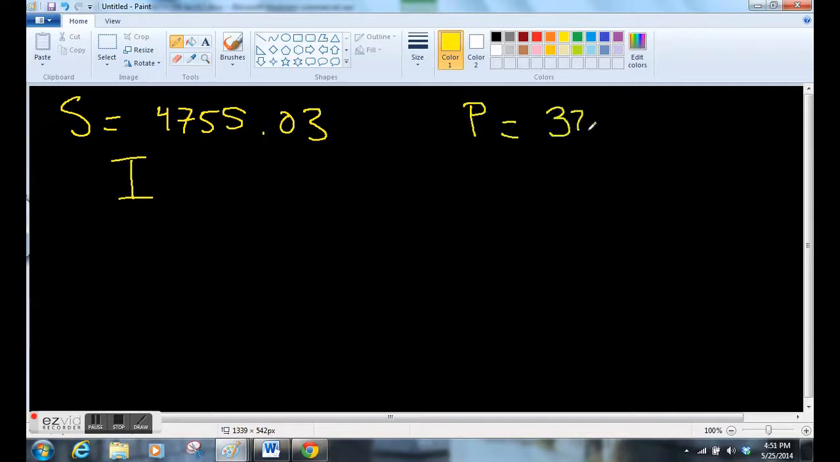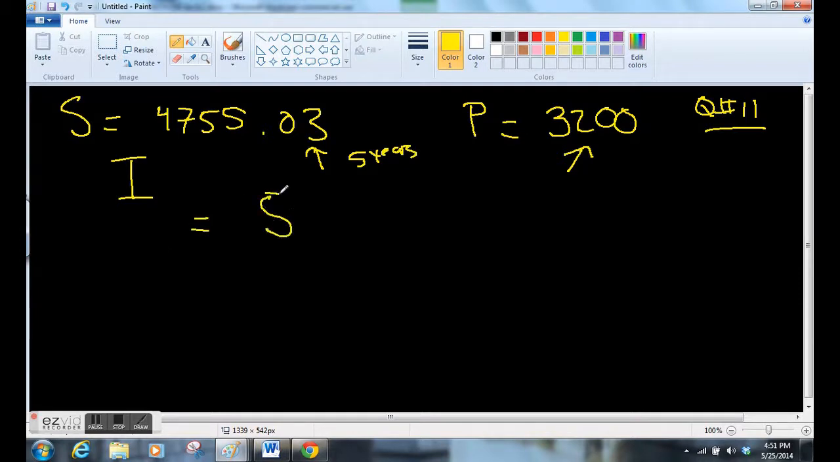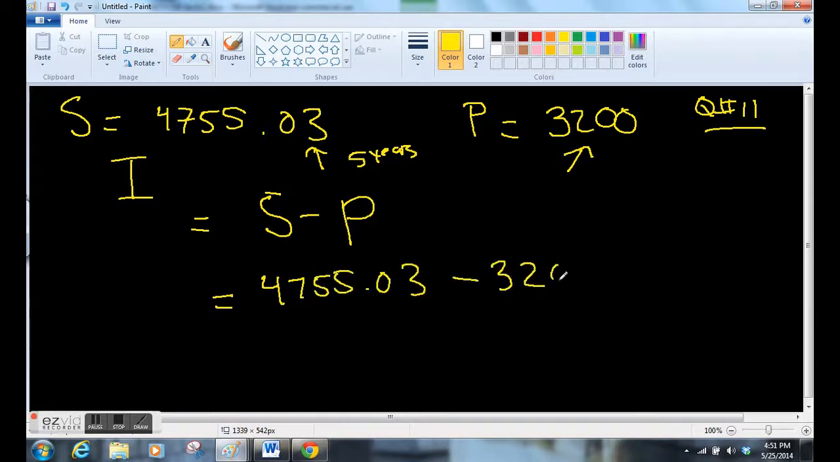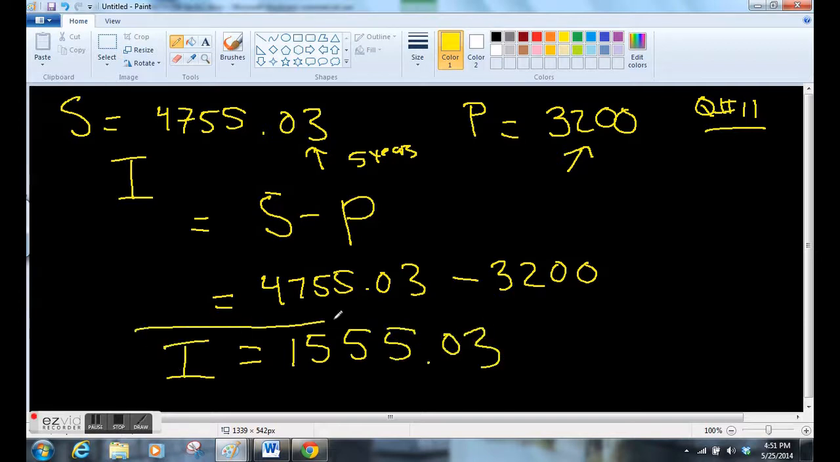This is still question number 11. So we want to know, how much interest did you make? Well, we started with $3,200, and at the end of 5 years, you had $4,700. So the interest is going to be equal to the future value minus the principal. That's always the formula, by the way, which is 4755.03 minus 3,200. So the interest earned equals $1,555.03. That's pretty good. I mean, you put in $3,200, you got $1,500 back in interest.